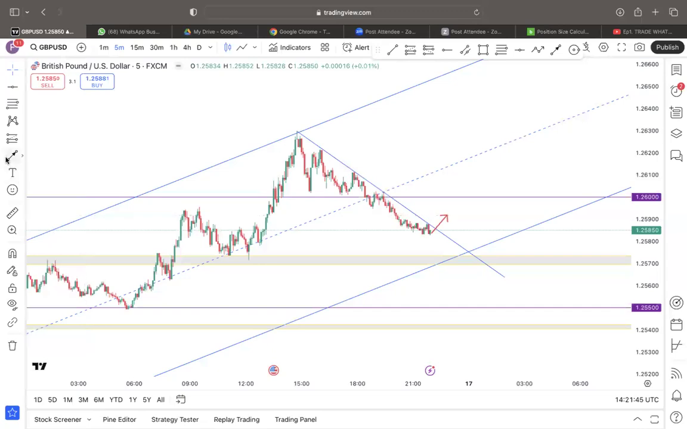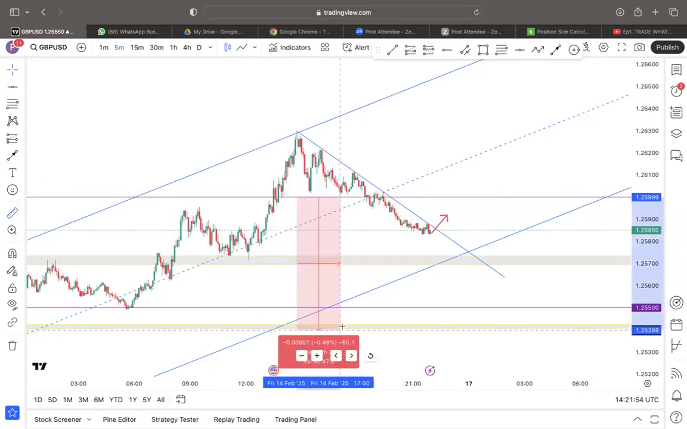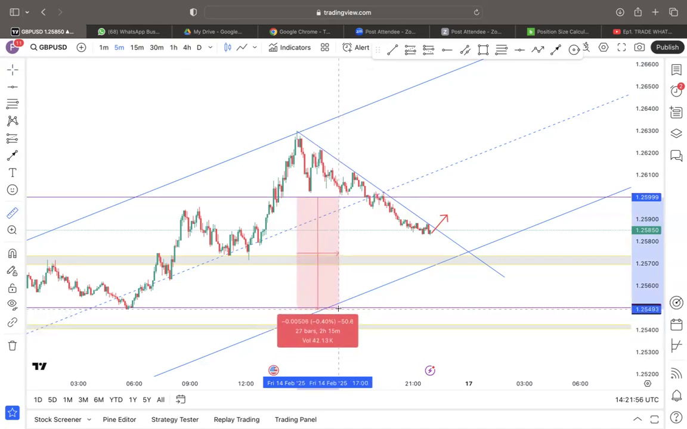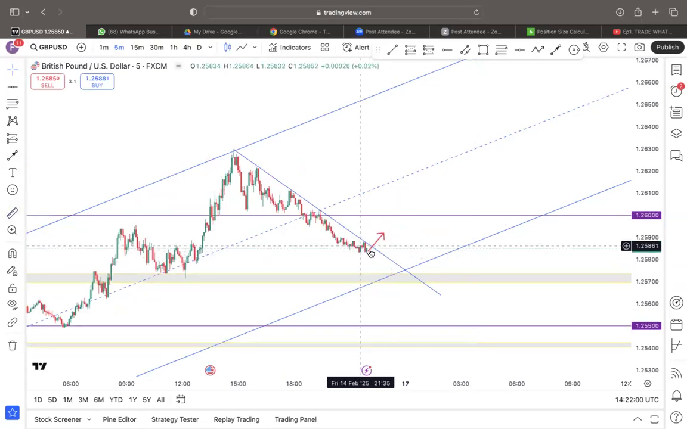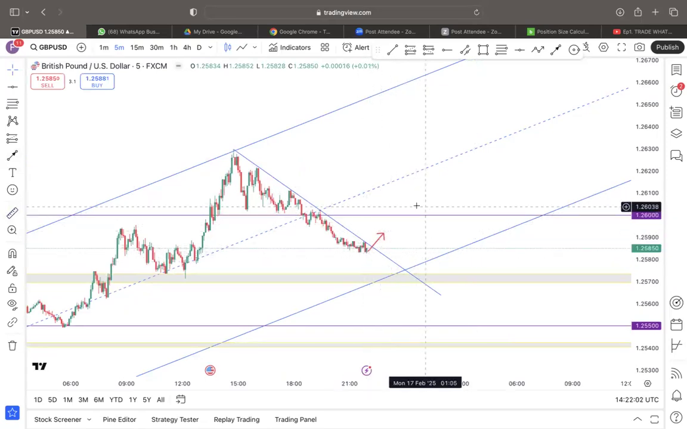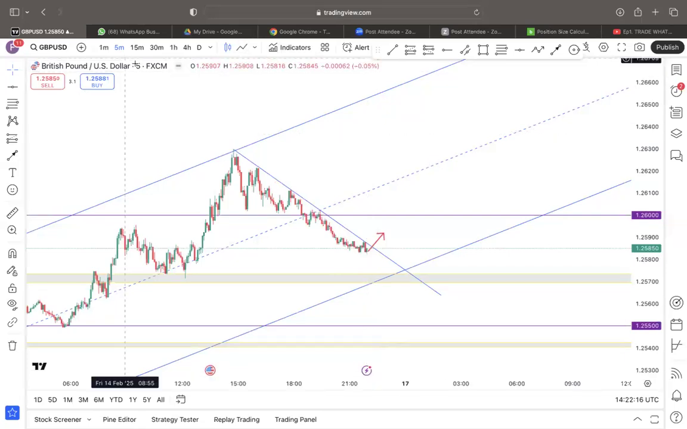Okay, so let's measure, equal, correct? Okay, 50 pips. So we can say that maybe once we see price break out of this psychological level here, then look to take entry. Look to take entry once price breaks out of that point. So let's move to the next one.